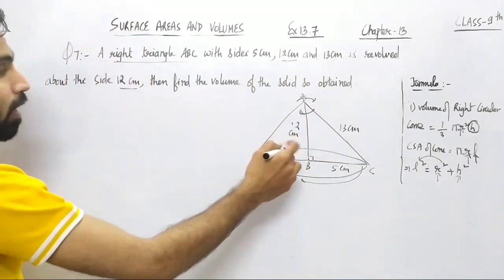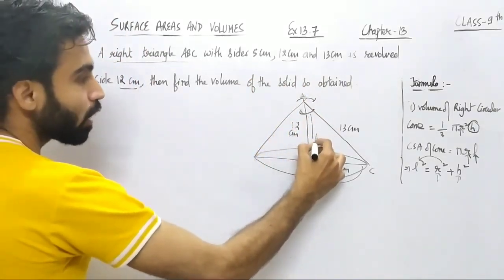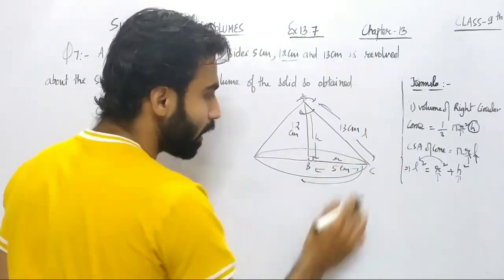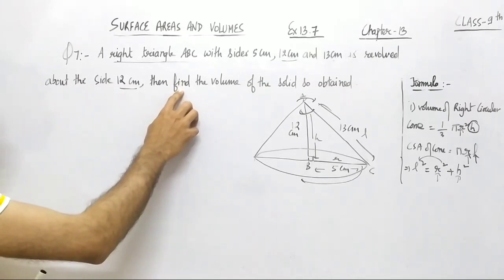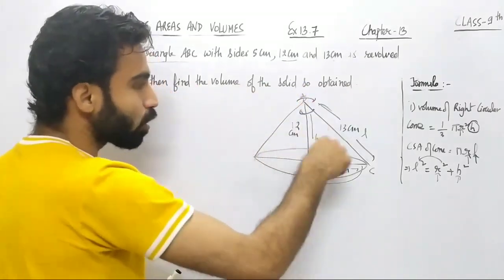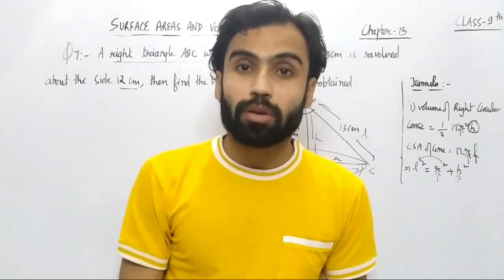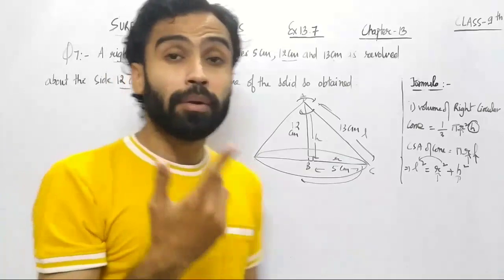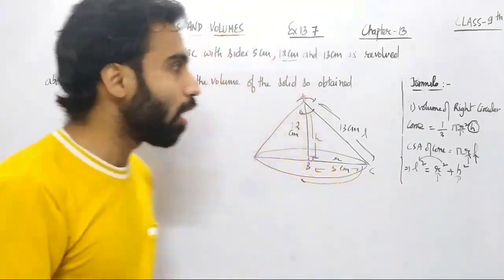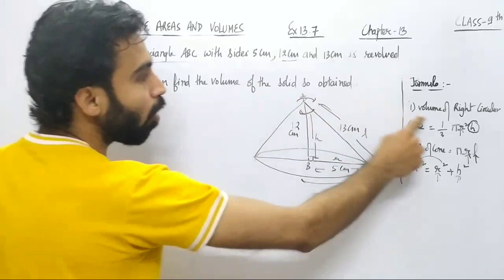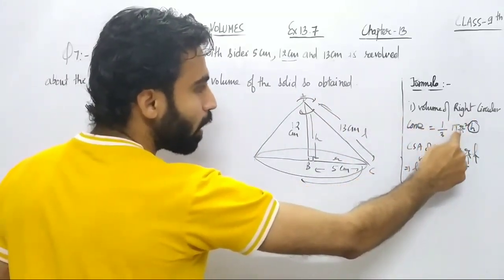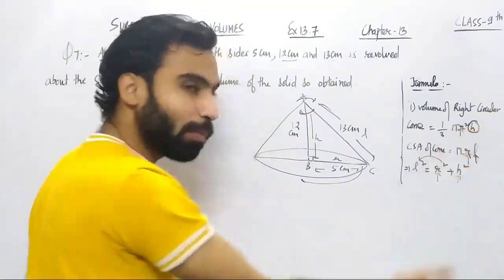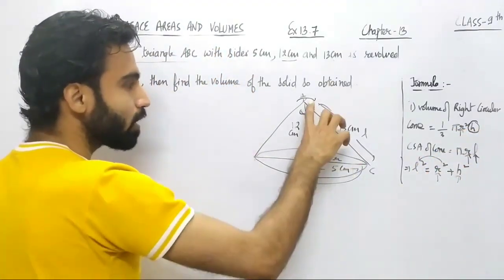Now you can see the most important thing here: the height of the cone. Then this will become the slant height, and you can see the radius here, right. So what we have to do is find out the volume of the solid so obtained. So this solid we got is a right circular cone, right. By rotating the right angle triangle, we get a right circular cone. So now we know how to calculate the volume of this right circular cone, that is 1/3 pi r square h. Now you can see the radius and height are important. So both are present here, the radius as well as the height.